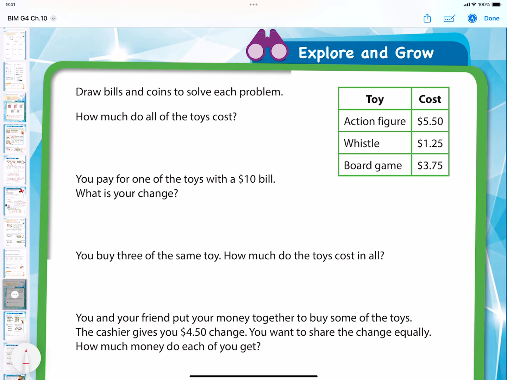This is an example. Draw bills and coins to solve each problem, if you need. I'm not going to draw everything. Okay, so, how much do all of the toys cost? I told you guys before, right? I think this was maybe 2 lessons before this lesson. So all you need to do is what? Yes, you need to align. Okay, align by the place value. So here 1.25 and this is what? 3.75. This is all what? Money. So you need to put a $ sign.